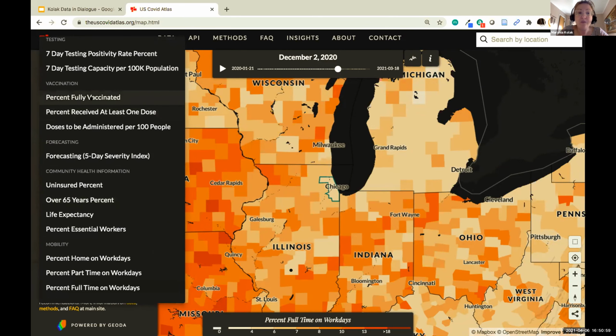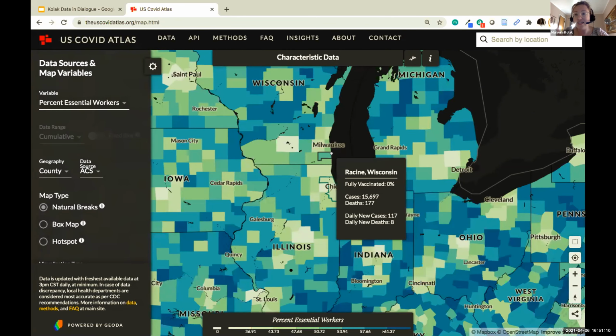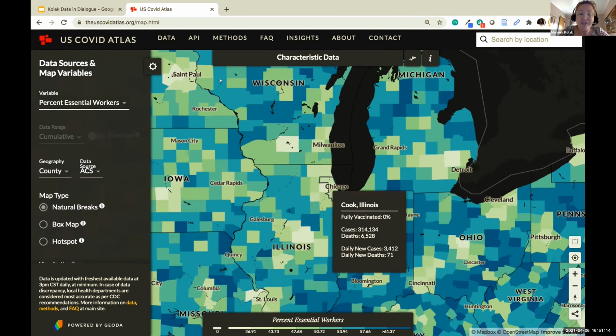And then more recently, we can look at vaccination rates, and then also look at things like percent essential workers, which also ends up being pretty important. So this is a static data set. It's not going to change on a daily basis like the other one, but just something to think about.